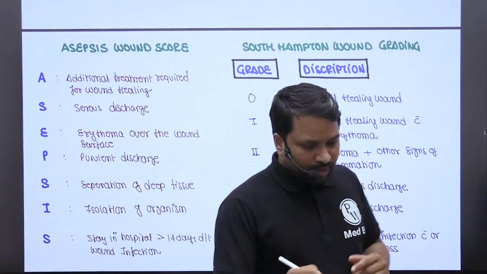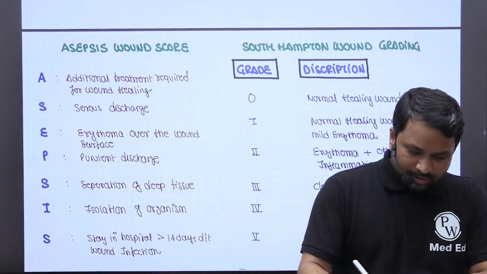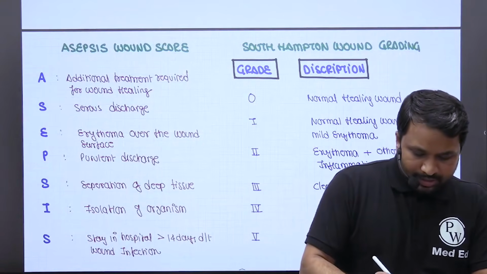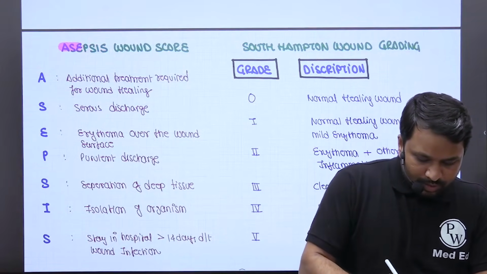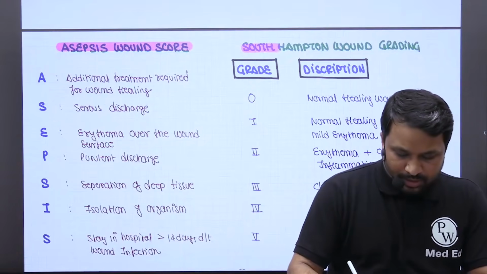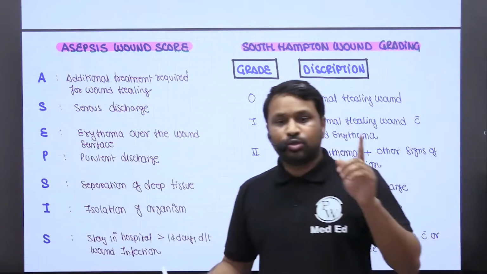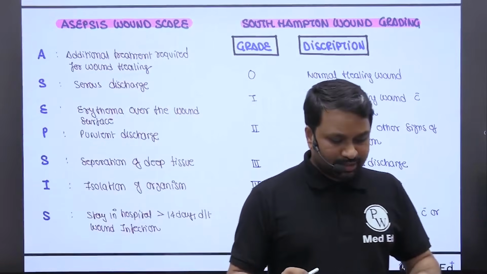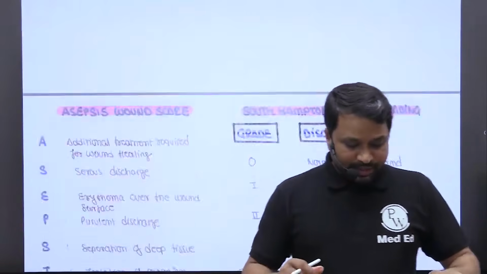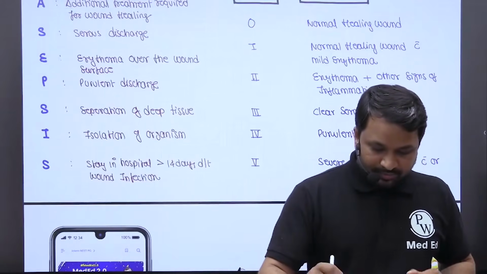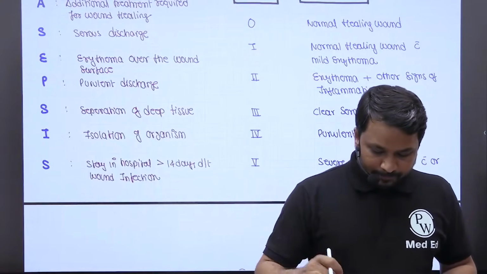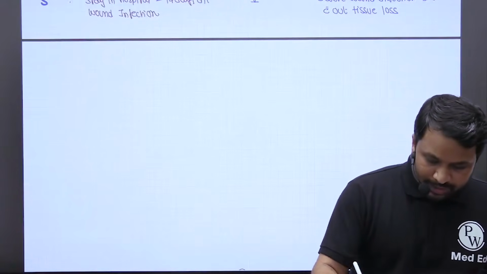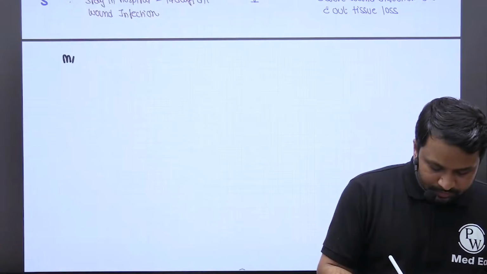Now you have the wounds. Two criteria that we have already discussed. Both criteria are important for the exam. One is your ASEPSIS wound score, which is going to be absolutely important. Another one is the Southampton wound grading system. Both are for surgical site infections. This is what you have to write when they ask you a question on surgical site infection. The management protocol of surgical site infection is the same, what we have discussed before also. So, management of surgical site infection.